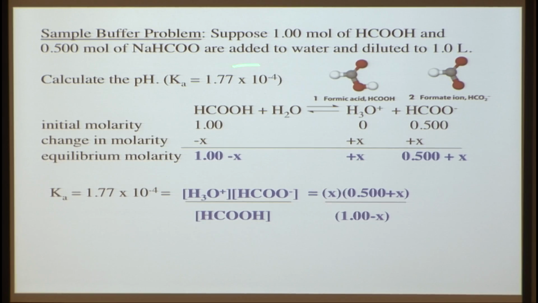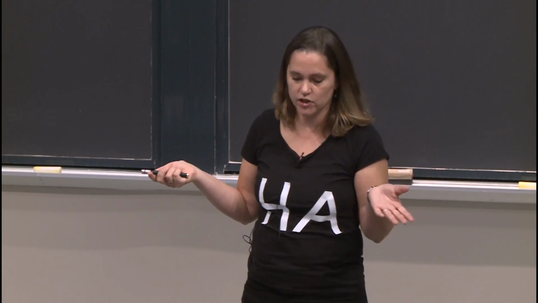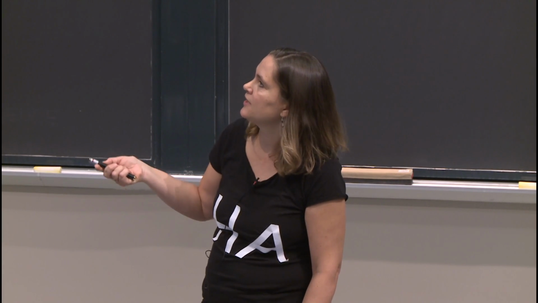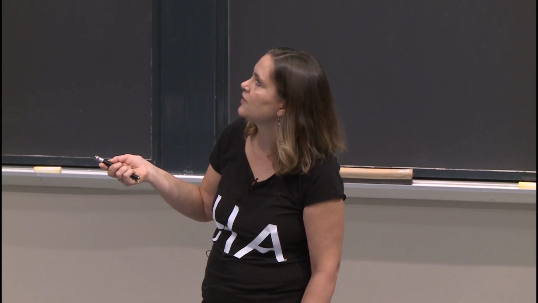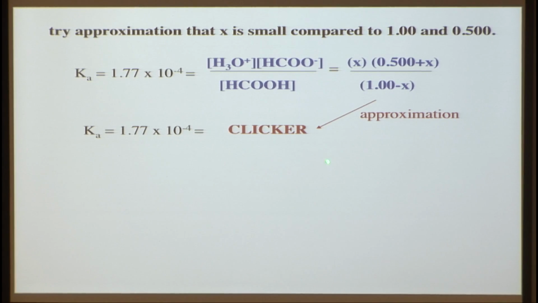So we can now try that assumption that x is small, or we can use the quadratic equation. But why don't you just try that assumption? I'm going to take this expression, if you haven't written it all down yet, put it right up here. And now with a clicker, why don't you tell me, if we use the approximation that x is small compared to 1 and 0.5, what does this simplify to?